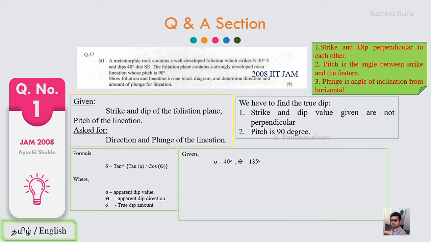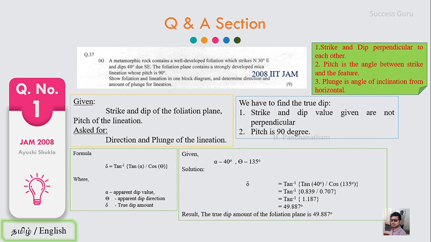So let us solve this. Alpha is 40°, that is in the question, and theta is 135°. Let me tell you why. If it is in the north, that will be 0. If it is in the east, then it is 90. As it is in the southeast, that is 45° from the east, so we add 90 plus 45, that will be 135, right? So that will be the apparent dip direction. Just substituting these values in this equation, what we get is 49.887°, or simply you can keep it as 50°.